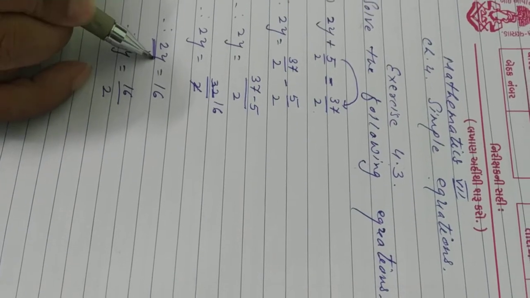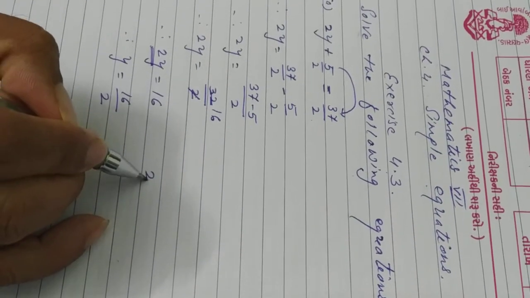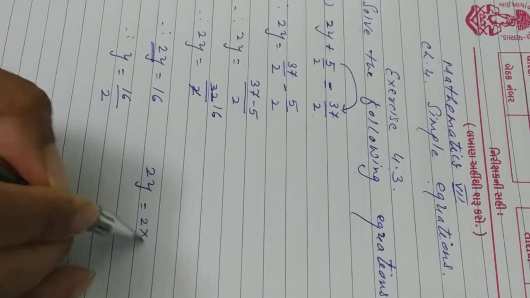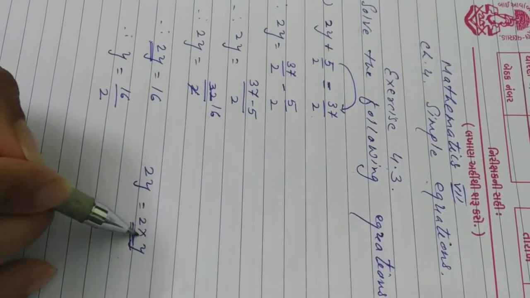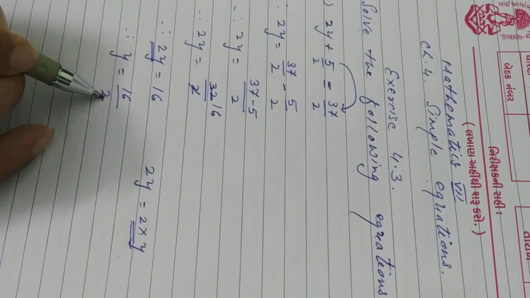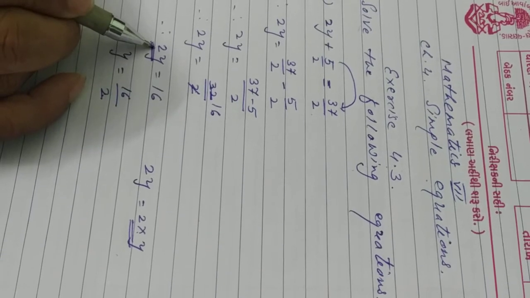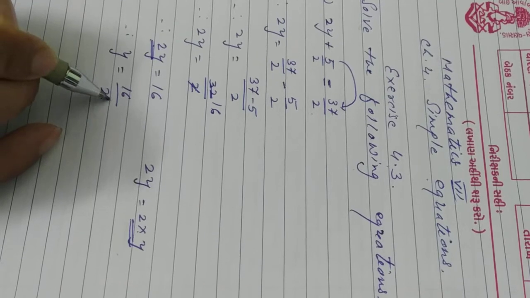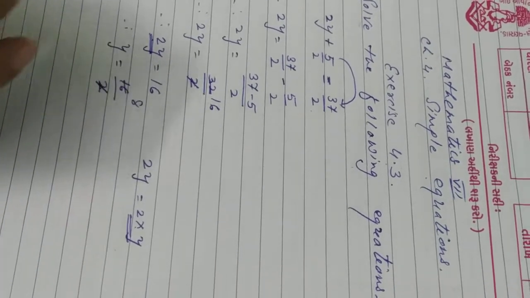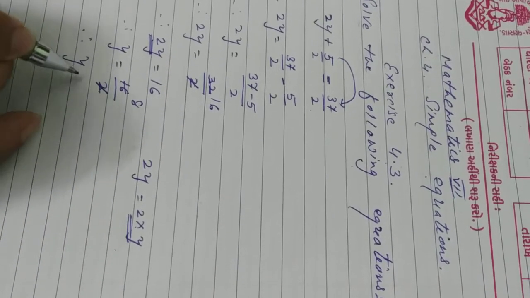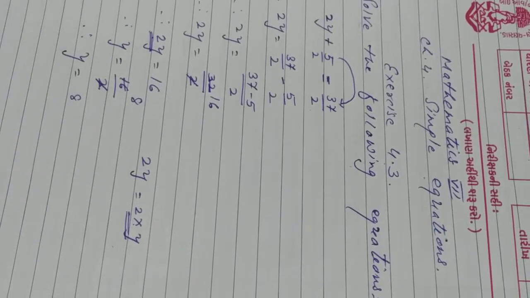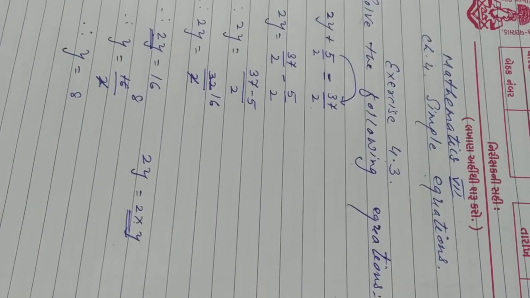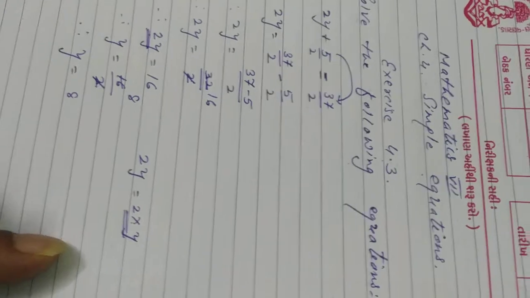See here, between 2 and y, 2y, what is the sign? 2 multiply y, right? So multiplication becomes what? Division, right? It is on the left side, so we change the side, so it becomes what? Division. So now 2, how many is 16? 2 eights are 16, right? So therefore y is equal to 8, which is our solution. Got it?